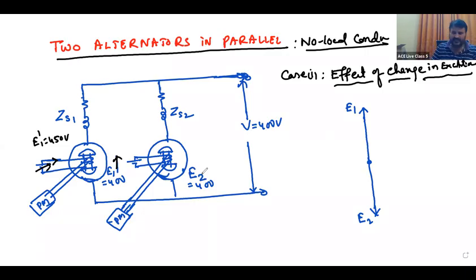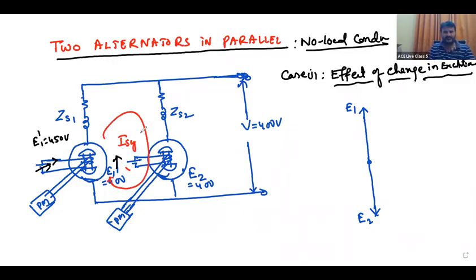And when the excitation of the first machine is increased, what is going to happen? There will be a circulating current between these two, because even at higher potential, there is a circulating current. That circulating current is ISY, the synchronizing current. But when the excitation of any one machine increases, we are giving a disturbance.